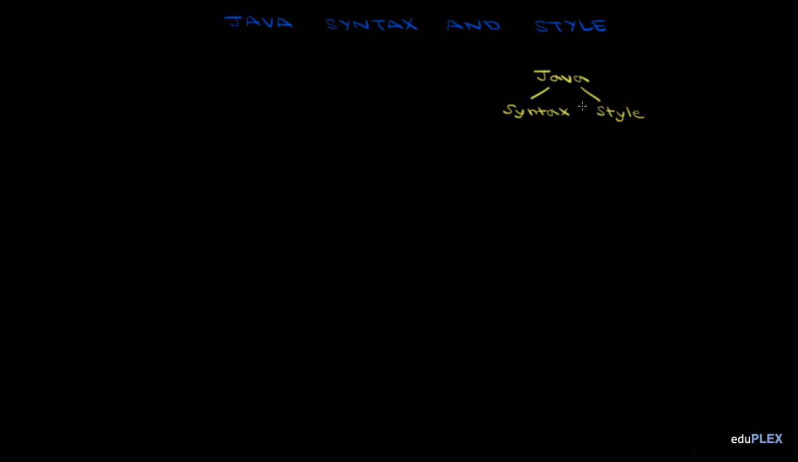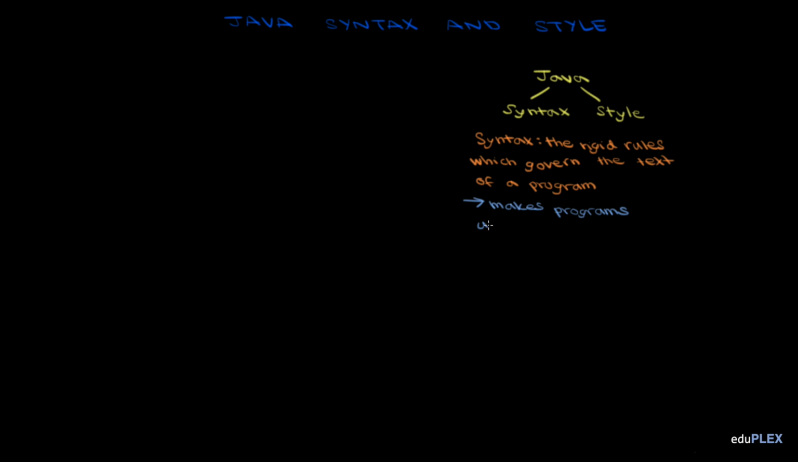That's not the case with Java or really any other programming language. If there are any errors in the spelling, punctuation, or symbols, the program won't run as intended, or it might not even run at all. This is called syntax. Syntax refers to the rigid rules which govern the text of a program and basically makes programs understandable for computers. It's the reason why looking at computer code for the first time can be so funky, with all the weird keywords and semicolons and curly braces.